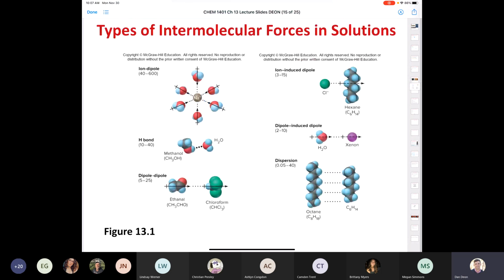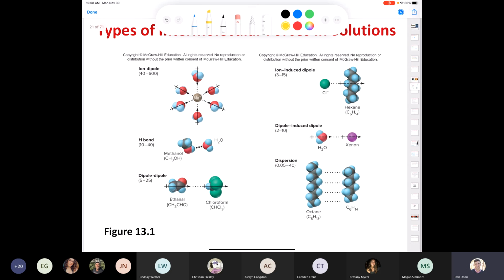Okay, we have 6 different types of intermolecular forces that we would see in solutions, and they're ranked in order of the strength of these intermolecular forces. Well, the first one is an ion and a dipole. We've talked about the structure of water enough times in this class to know that water is kind of a two-faced molecule, isn't it? It's got a face that's delta minus, and then it has another face that's delta plus.